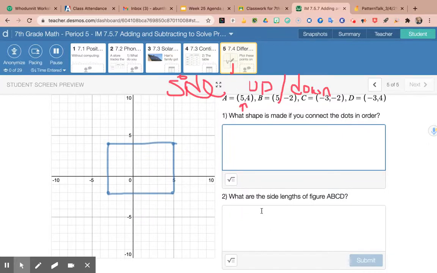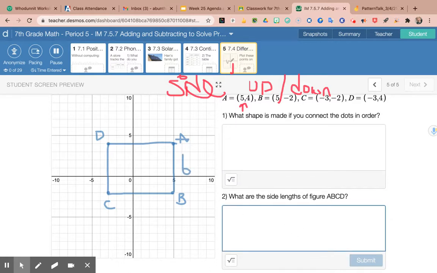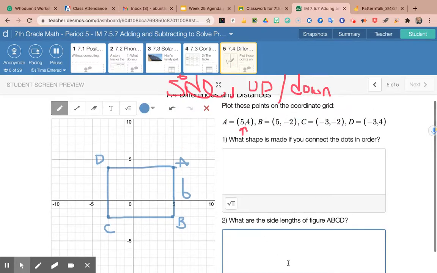The next question says, what are the side lengths of figure A, B, C, D? So this is point A, point B, point C, and point D. You'll notice they had labels over here. What are the side lengths of each one? So how many squares is each side? You'll just count 1, 2, 3, 4, 5, 6. You're going to count each side and tell me what the side lengths are, or you can draw it on your board so I can see it.